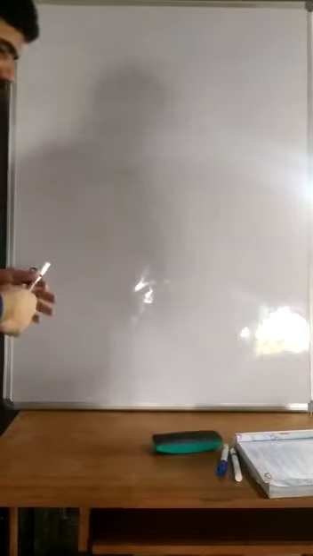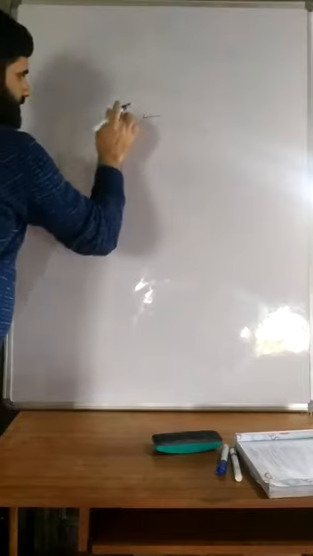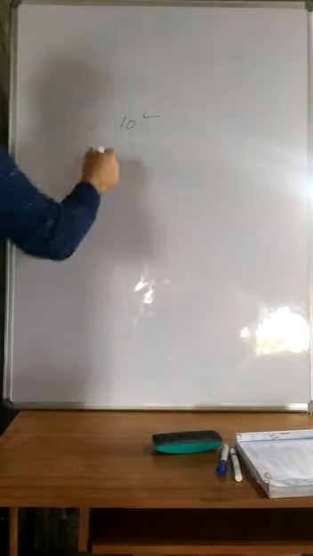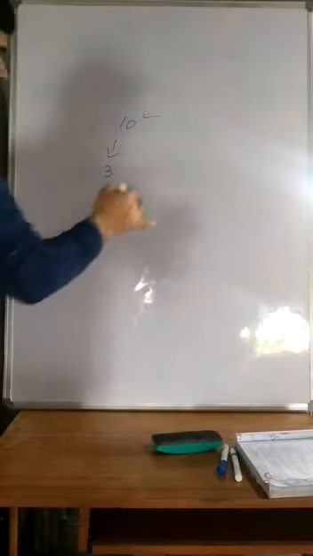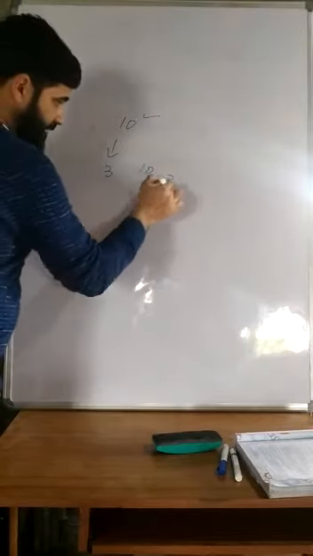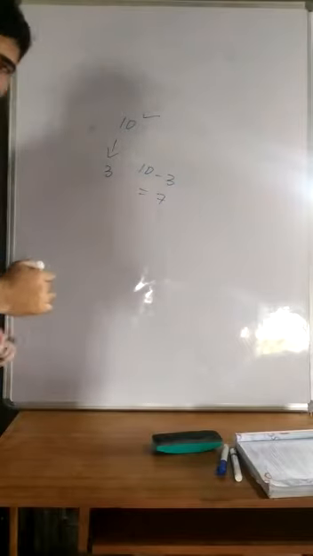So you have two numbers. Let us take an example here. Say we have two numbers whose sum is 10. Let one number be 3. Then another number will be 10 minus 3. That will be equal to what? That will be equal to 7.